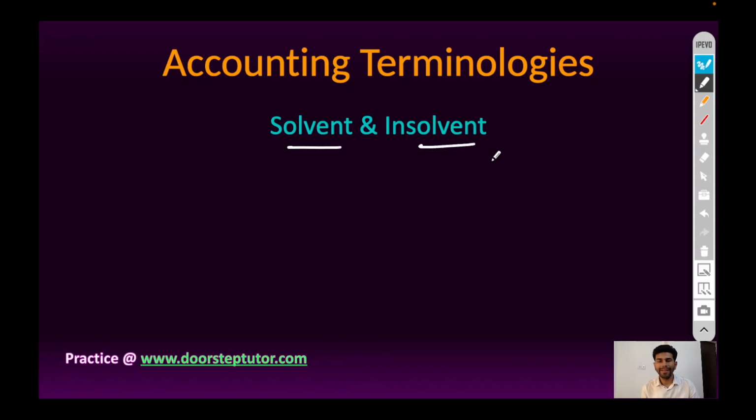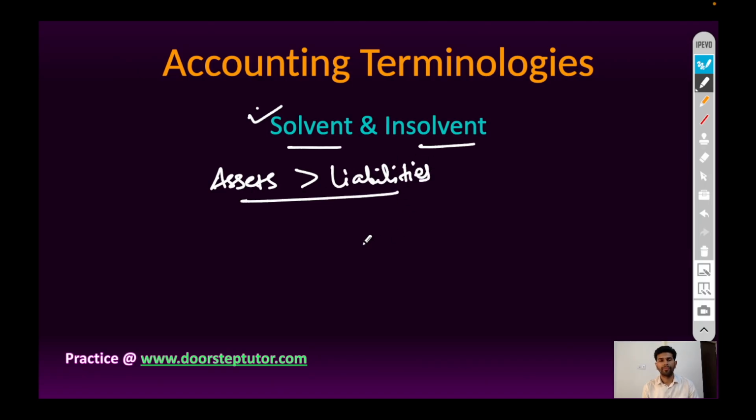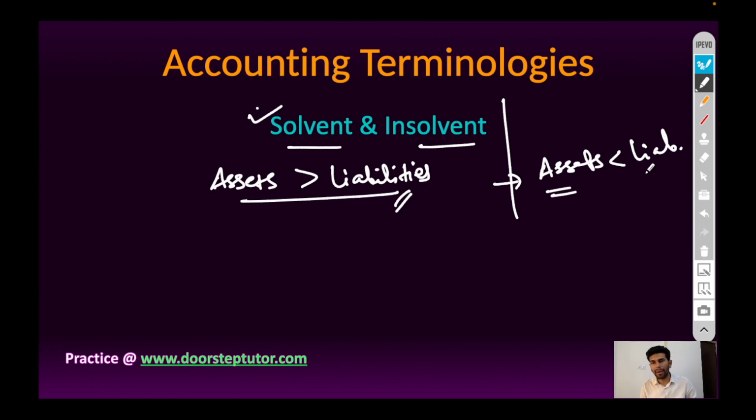Next is solvent and insolvent. Solvent person is a person whose assets are more than its liabilities. The solvent person has an ability to repay its debts or loans. So, properties or assets are more to repay the liability is called as solvent person. And on the contrary, insolvent person is a person whose assets are less than its liabilities. Or we can say that insolvent person does not have ability to repay its debt because the property or asset is less than its liability. Its liability is more.